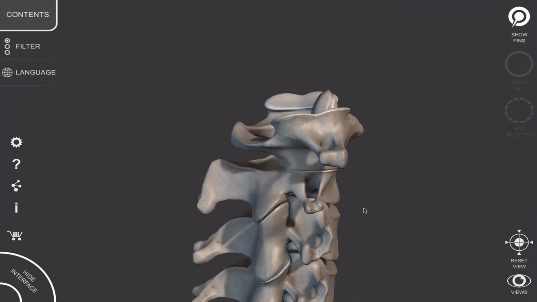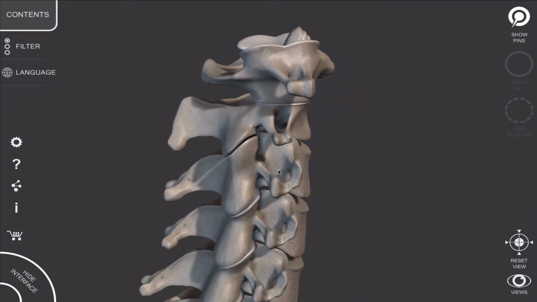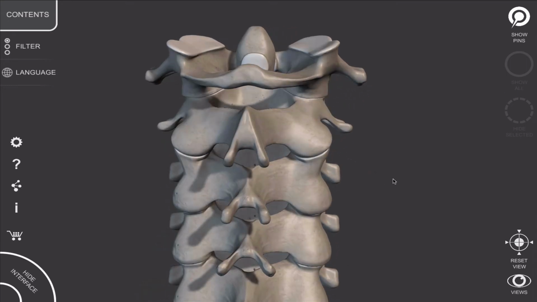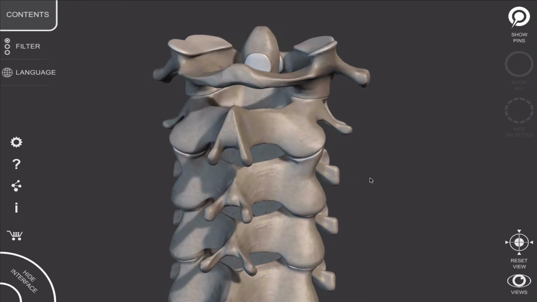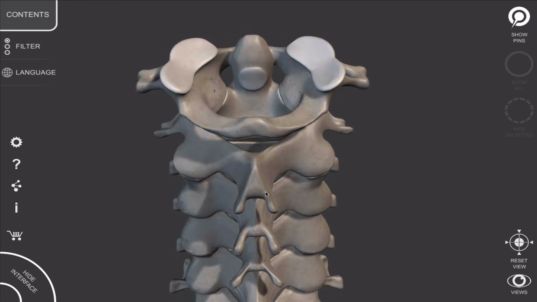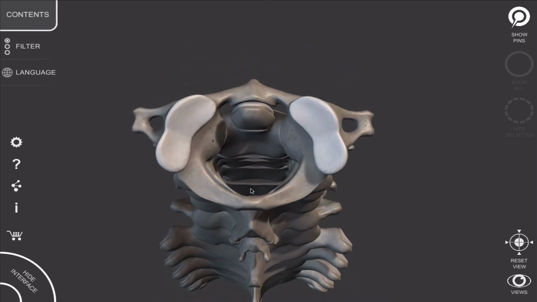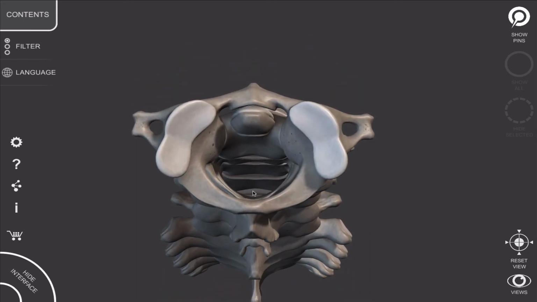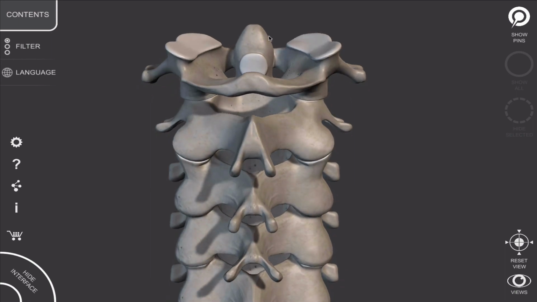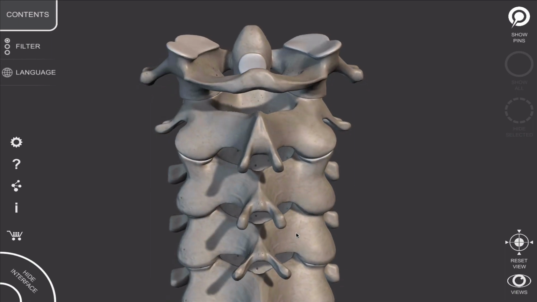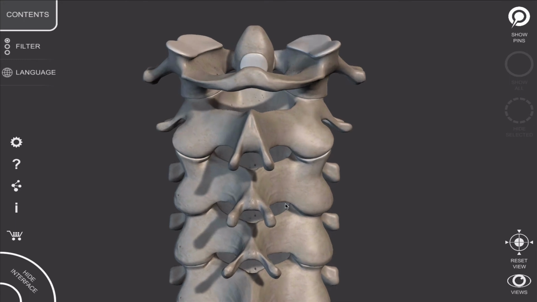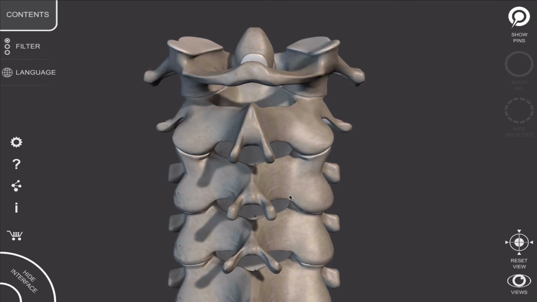Let's put them back together. All right, so you can see atlas and axis articulating together. You can see how the atlas would revolve around the axis. And again, there's a ligament that goes across here that holds the atlas in place to keep it from sliding forward. All right, so those are the only two individually named vertebrae.